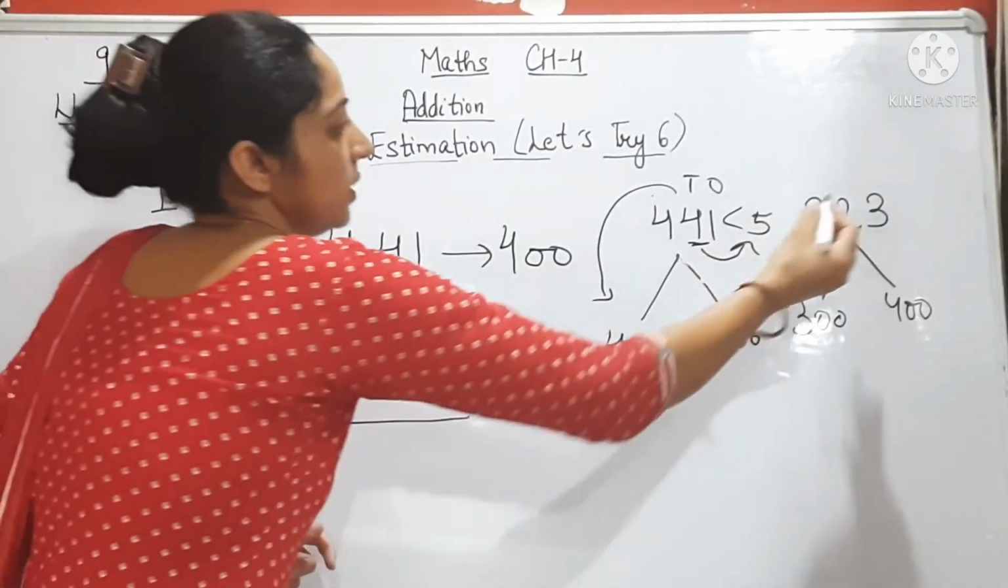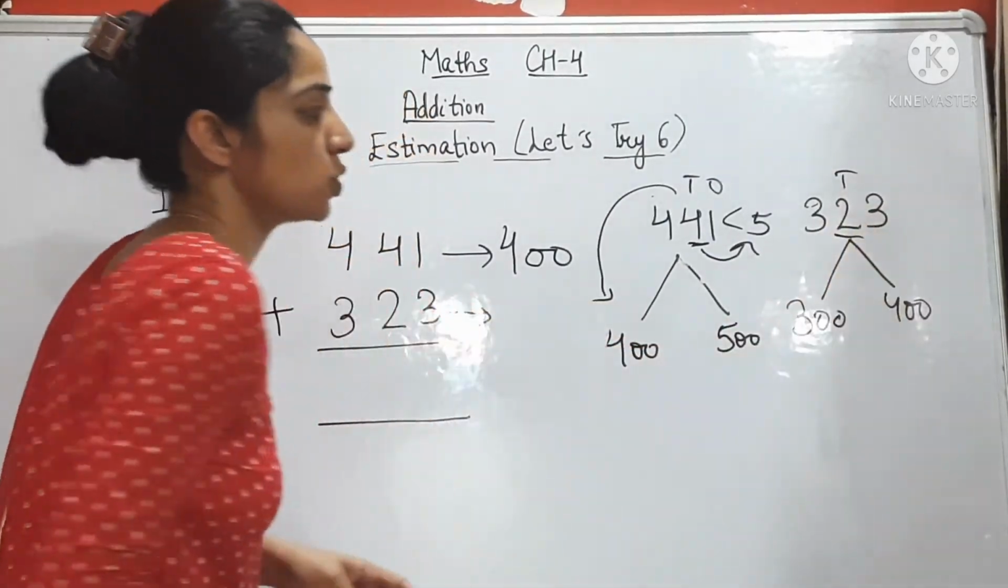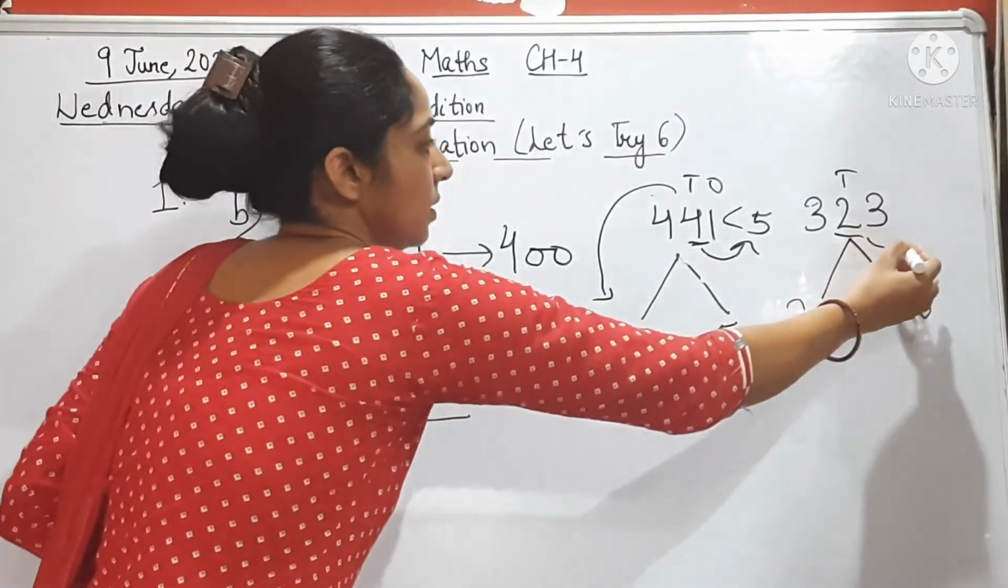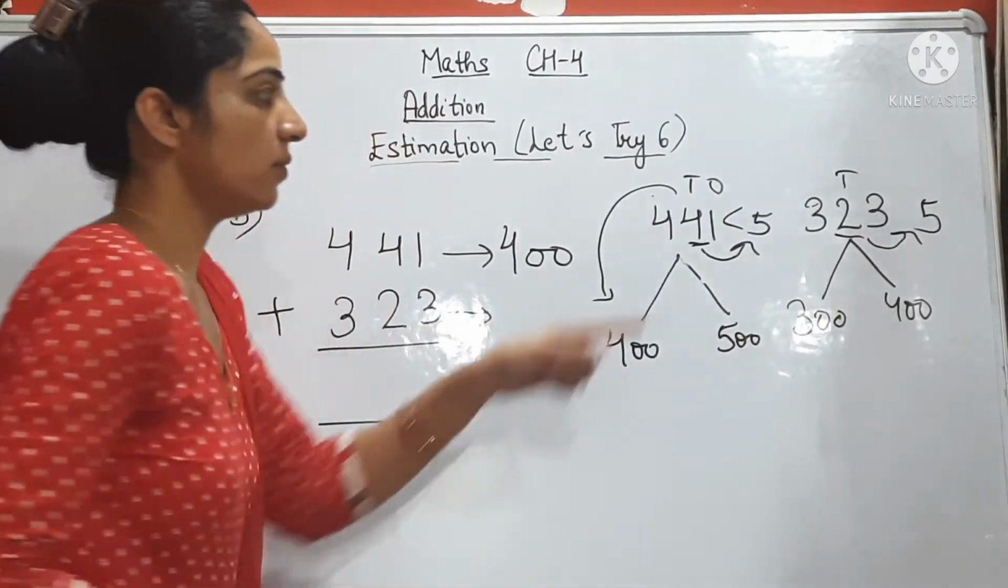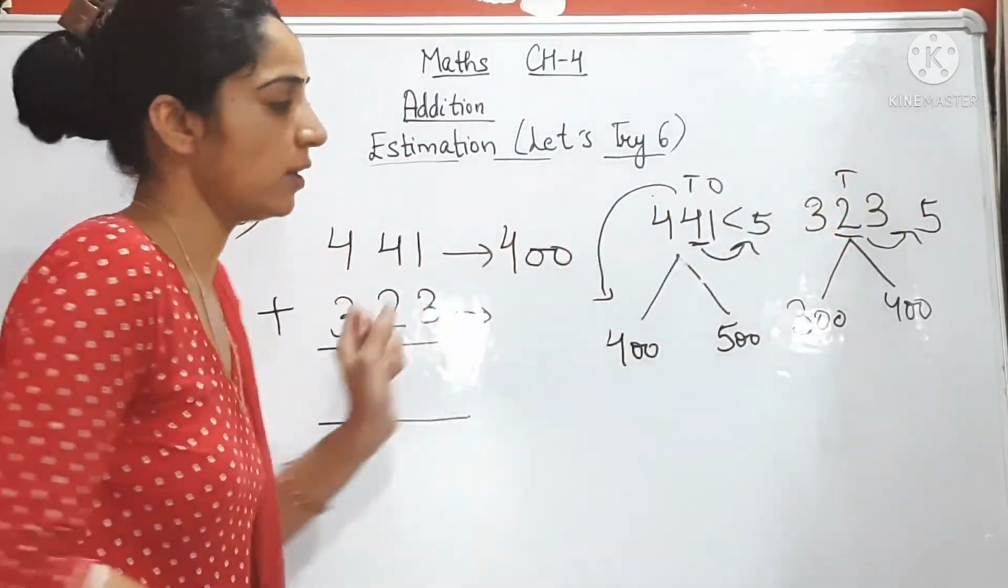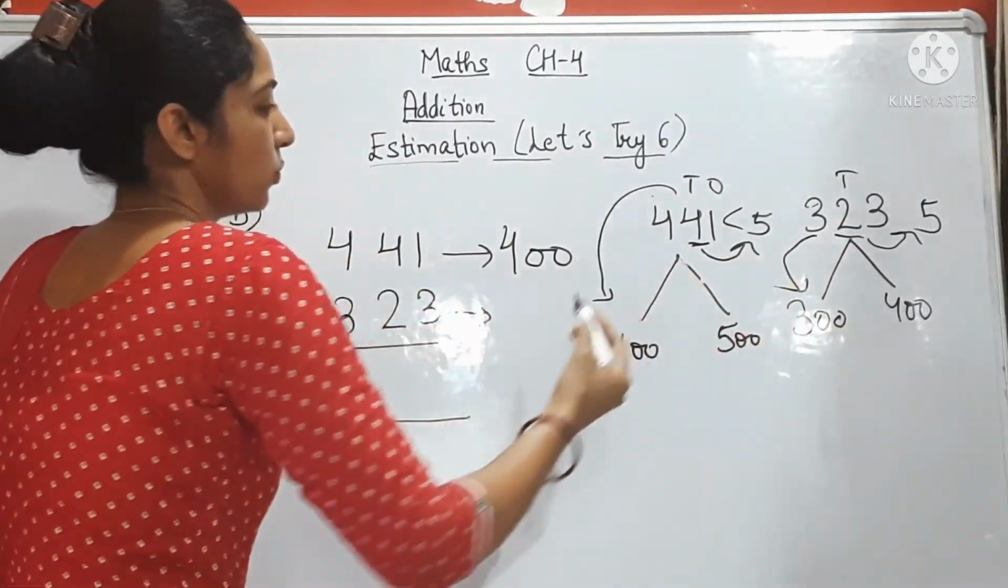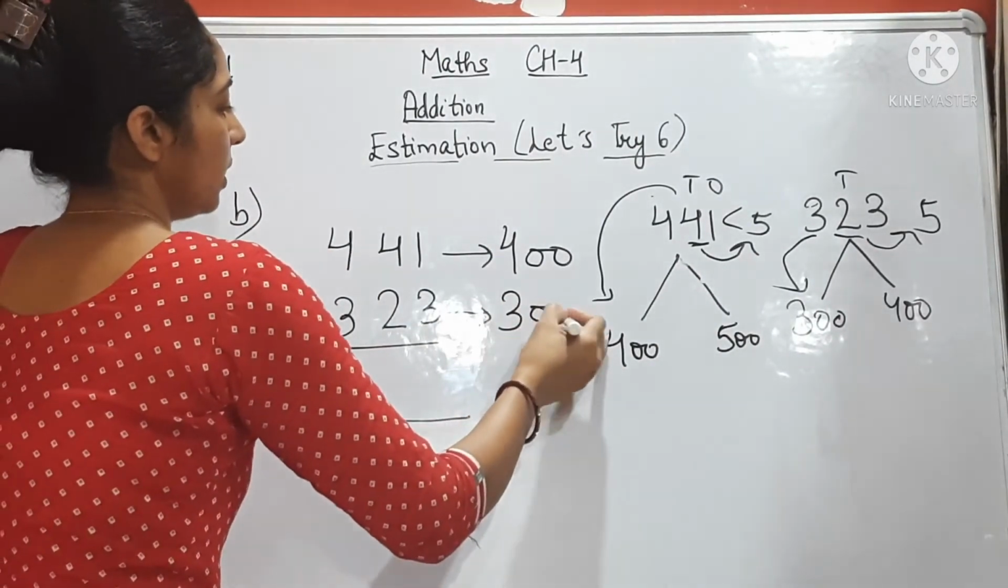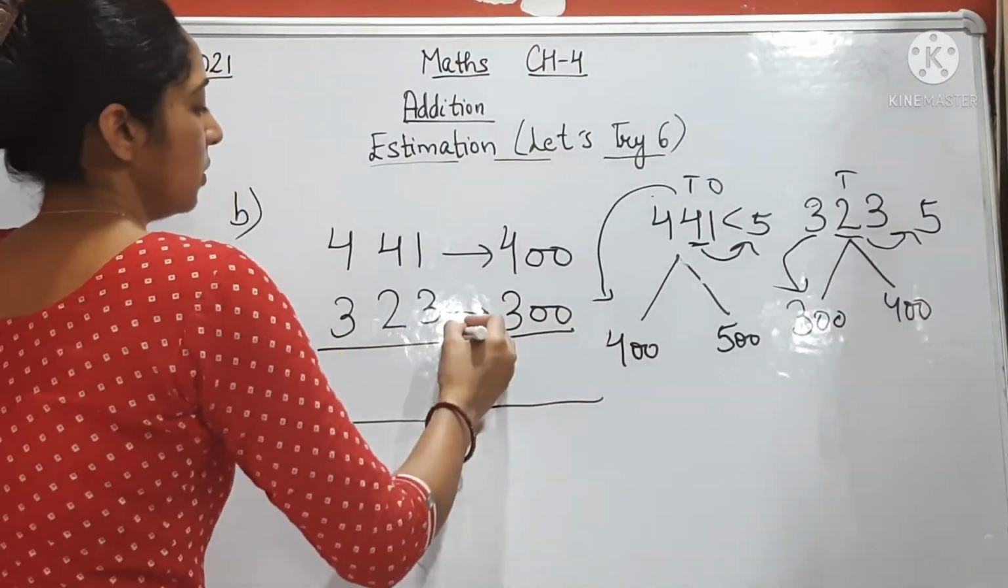नेक्स्ट इज टेंस प्लेस कौन सा है इसमें? 2. सो वी हैव टू कंपेयर दिस 2 विद 5. ओके, अगेन here 2 is less than 5. So this number will round off to the 300. Okay. So we write here 300.